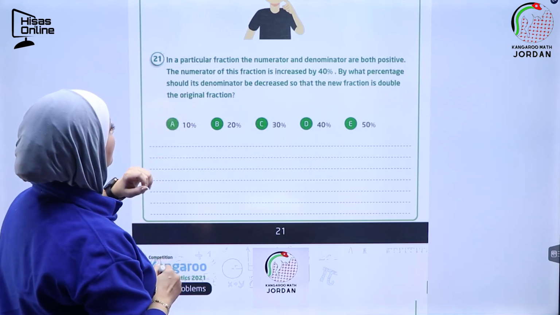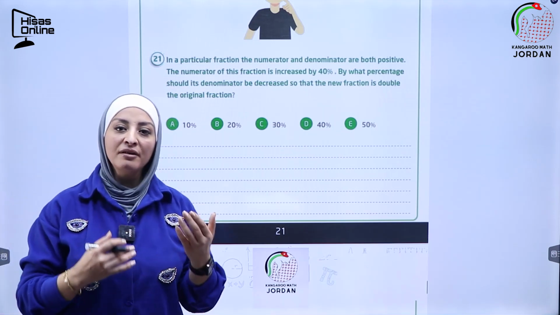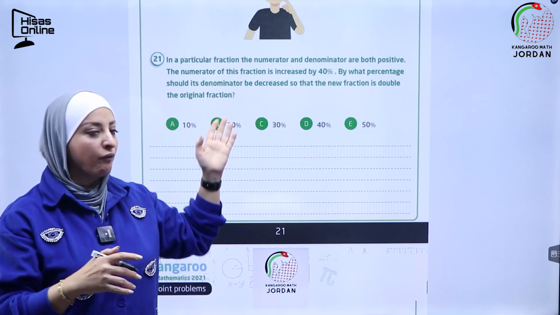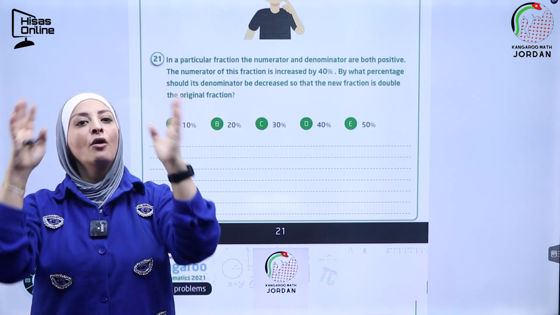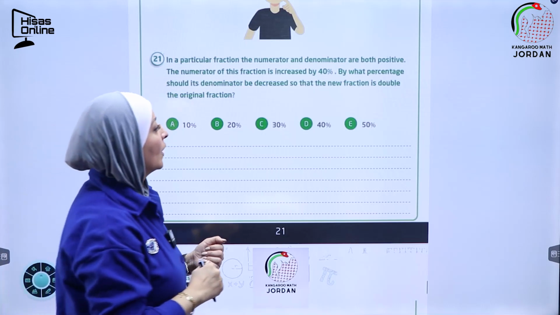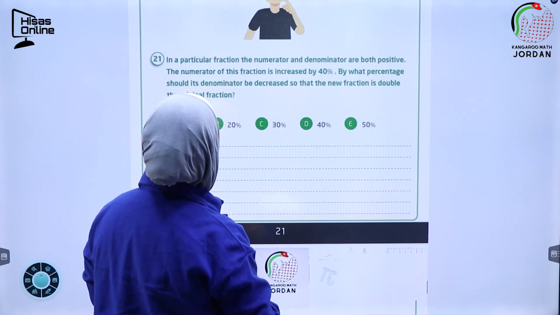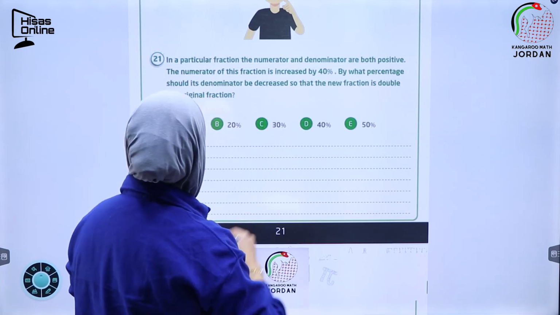The numerator of this fraction is increased by 40%. When I say increased, I'm going to find the multiple of the increase that it got. It was 40%, and I have the full numerator at 100%, so it's increased by 1.4. Okay? By what percentage should its denominator be decreased so that the new fraction is double the original fraction?